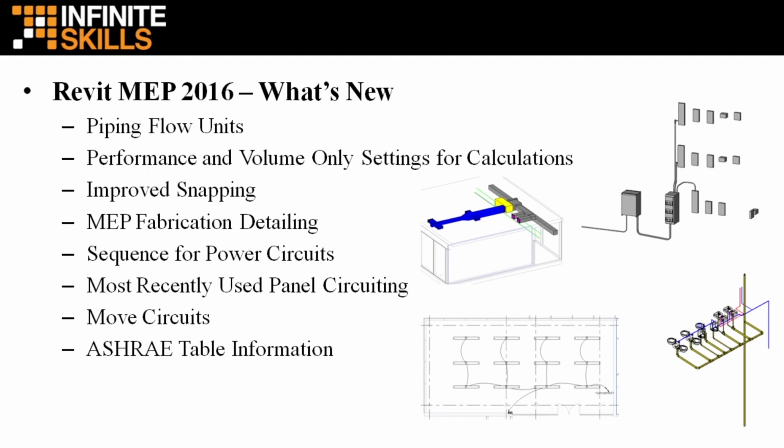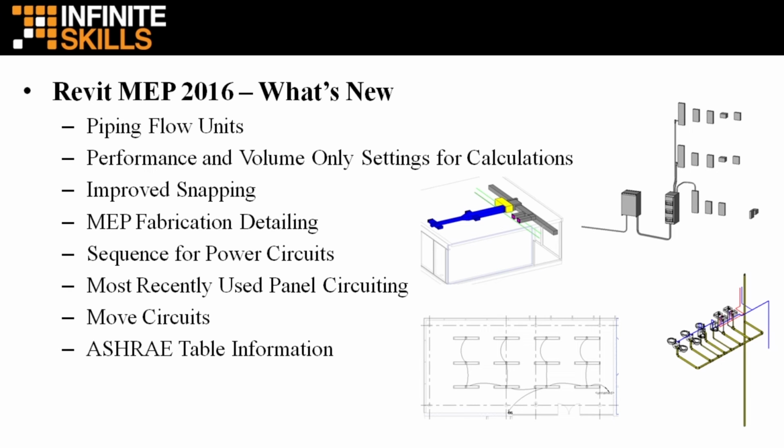Basically, here you can specify values for flow in liters per minute. You also have performance and volume only settings for calculations. Basically, it's to improve performance when you work with large fire protection, vent, and other systems. It's a new setting, volume only, and it's been added to the calculation dropdown.